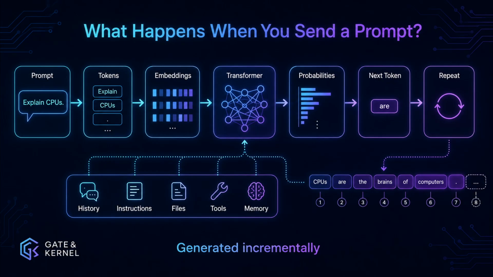For example, it may first generate "CPU." Then, "CPU is." Then, "CPU is the computer's." It continues until it has formed a complete sentence, paragraph, or answer. Although the result appears to be a complete response, it is normally generated incrementally, one token at a time.